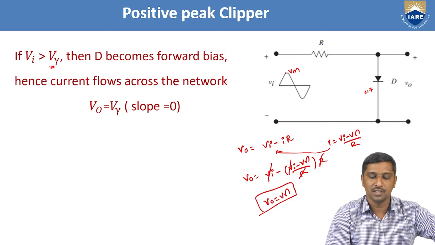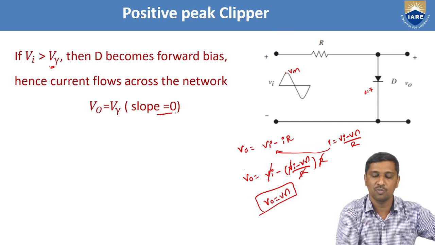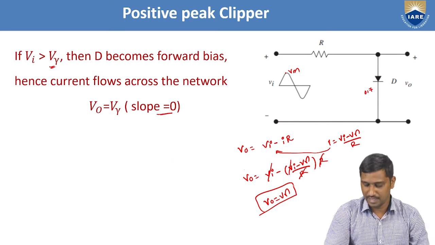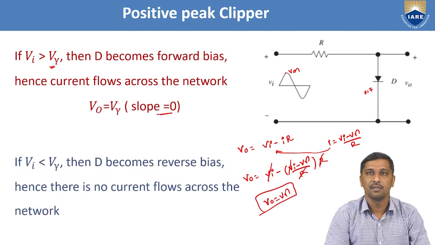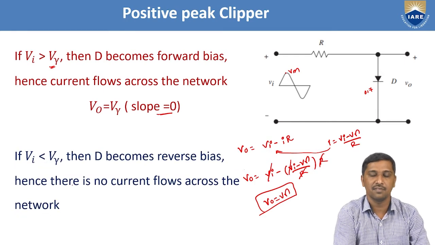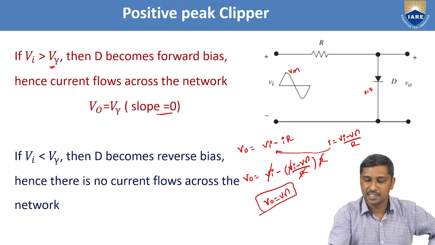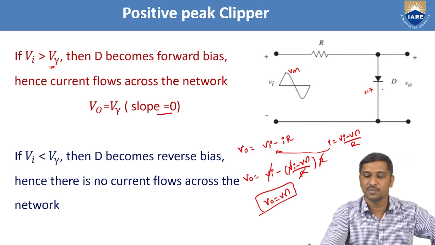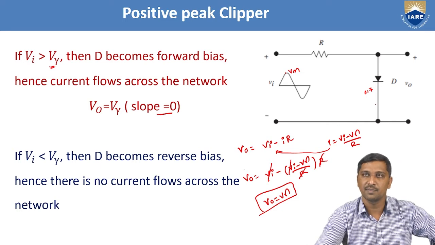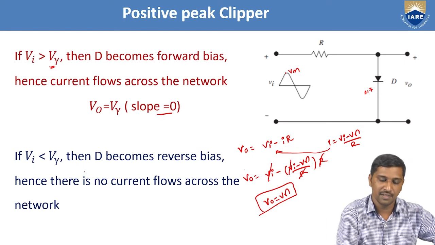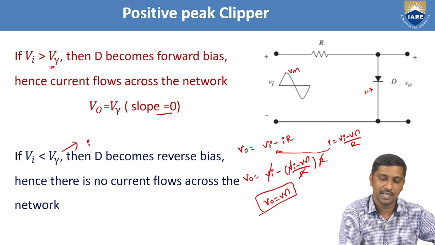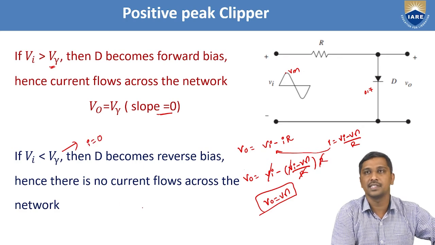If the output is a constant, that should be represented as the slope being 0. And similarly, if Vi is less than V gamma, let's take the negative off cycle. What happens here? The diode becomes reverse biased. If the diode is reverse biased, there is no flow of current. Hence, during this cycle, when Vi is less than V gamma, the current flowing across the network is 0.